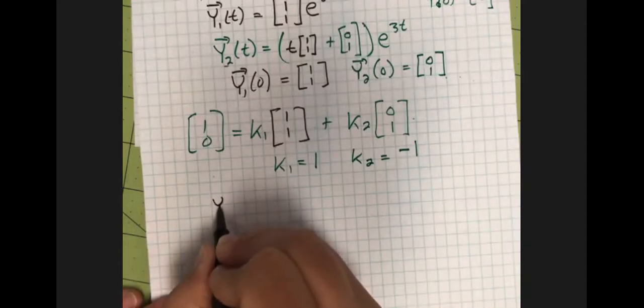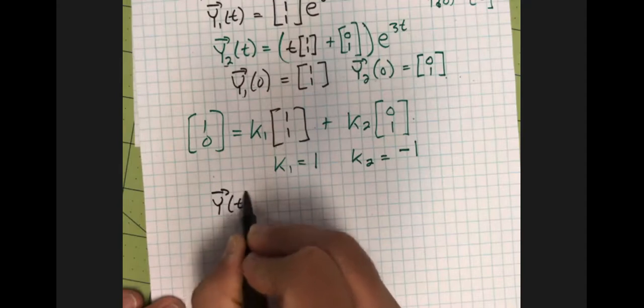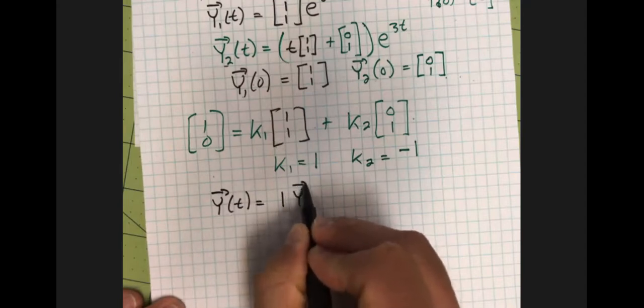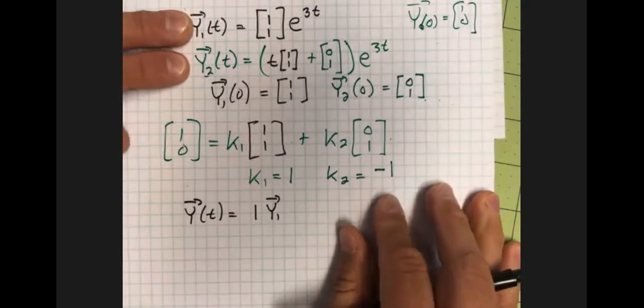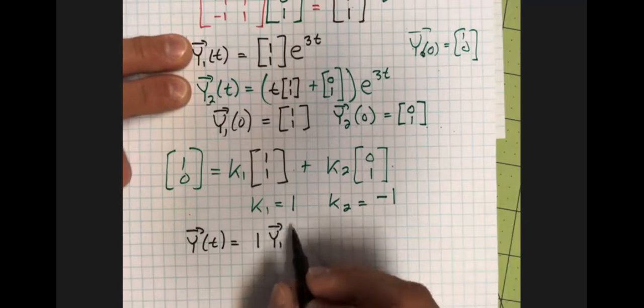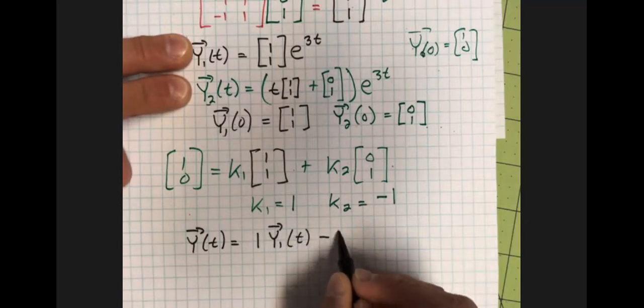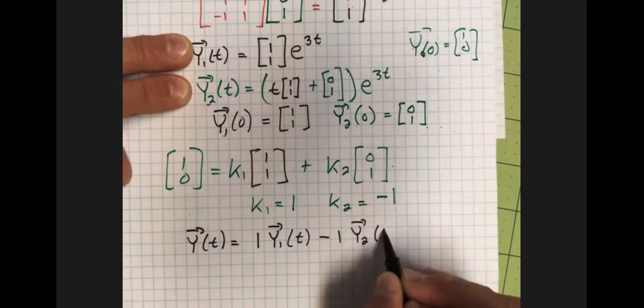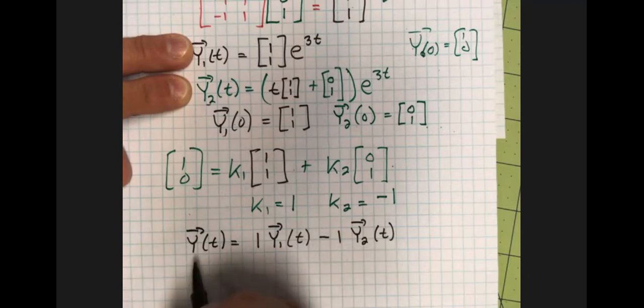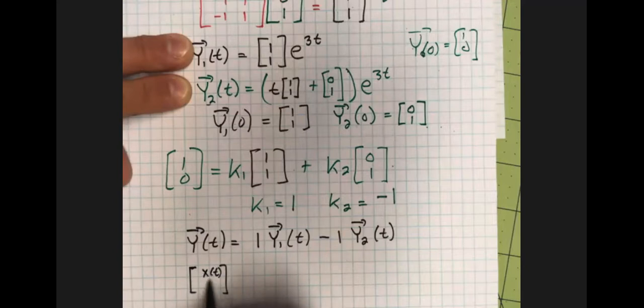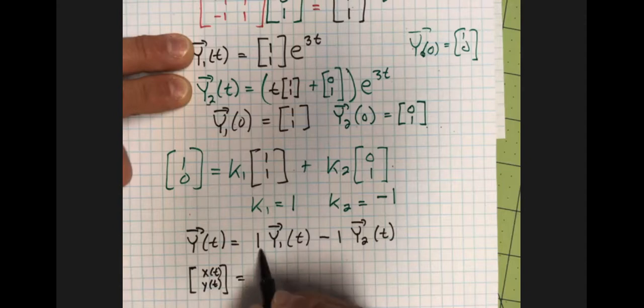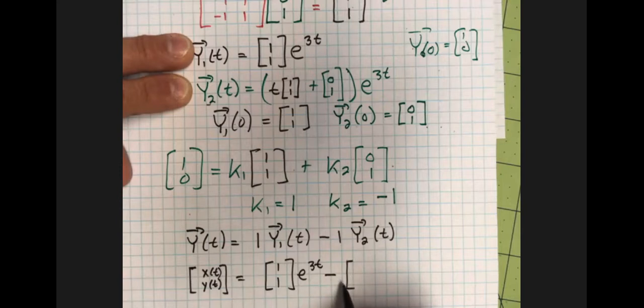Now I'm going to write my final answer in two ways. Well, I'm going to actually write it in three ways. First, because I wrote y1 and y2 above, right here, no one can tell me I didn't write that down. I could just give you the general linear combination: 1 times y1 minus 1 times y2. I could also give you the vector with the formulas written in. And I'm not going to write down 1 times y1 anymore. I'll just write down 1, 1, e^3t. I don't need to write 1 out front. Here I'll write minus 1. Don't write the 1.